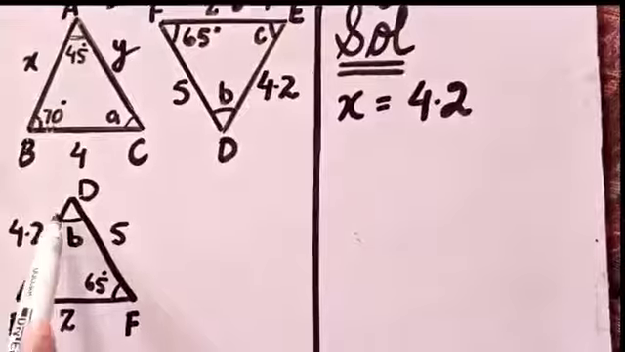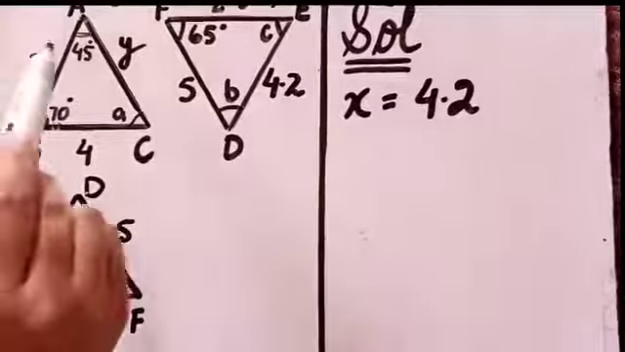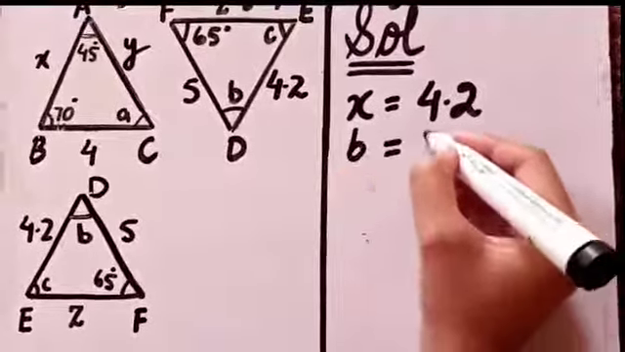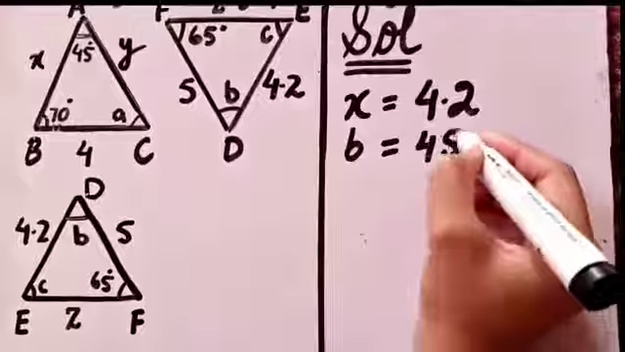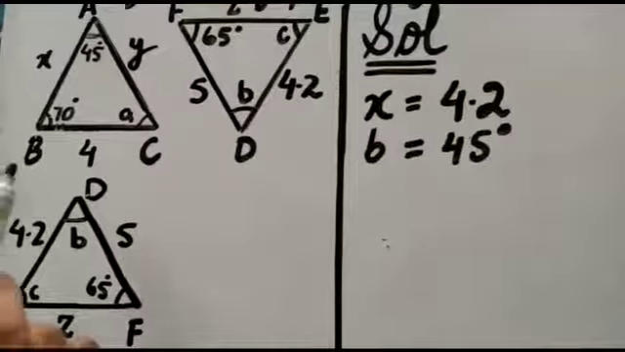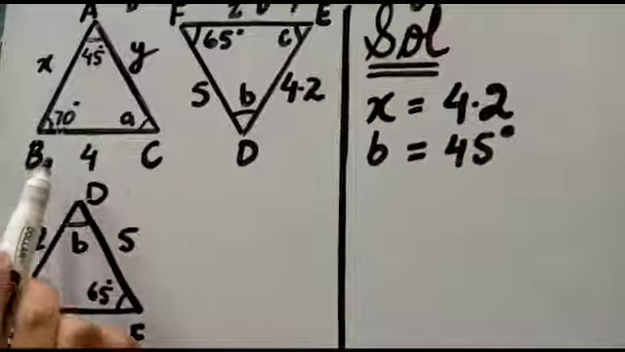In the same way, I can see that angle A is 45 degrees, and the corresponding angle of A is angle D, that is B degrees. So D will be equal to 45 degrees, because all the corresponding angles of congruent triangles are equal to each other.